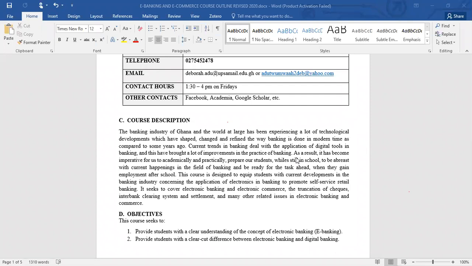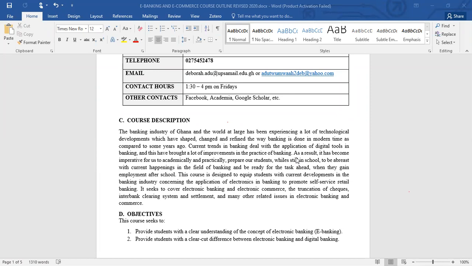So this course was introduced to expose students to technological developments which have happened in the banking sector of Ghana as well as other parts of the world. On a daily basis, day in and day out, we have a lot of technological changes and updates which have come to reshape the way banking is done in modern times.